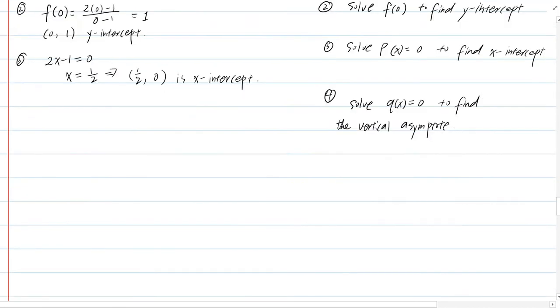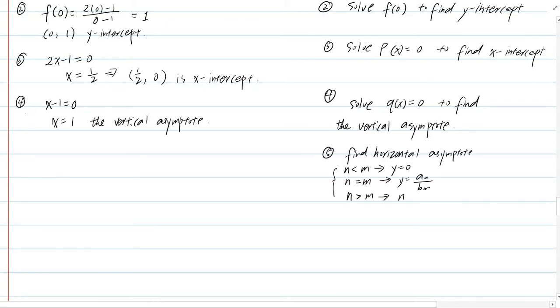Step 4, solve q of x equals 0 to find the vertical asymptote. Remember, q of x is just the denominator. So in this case, our denominator is x minus 1 equals 0, which gives you x equals 1. That's your vertical asymptote. Step 5, find the horizontal asymptote.